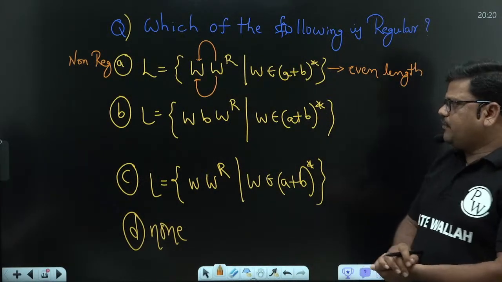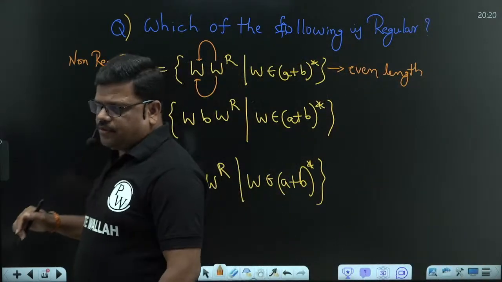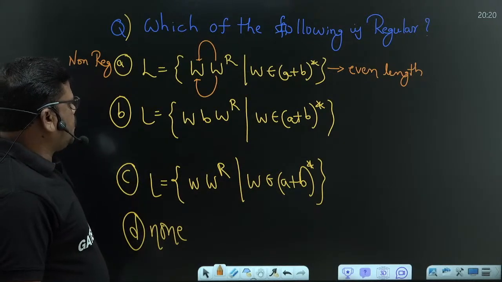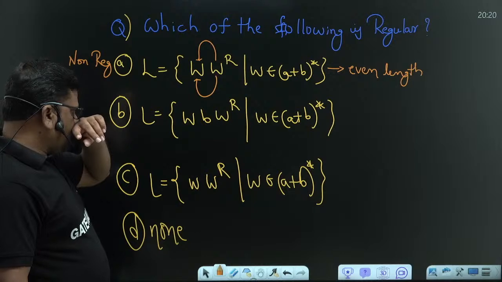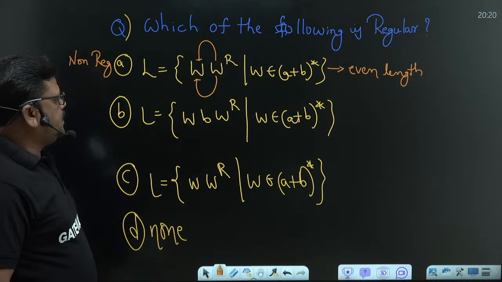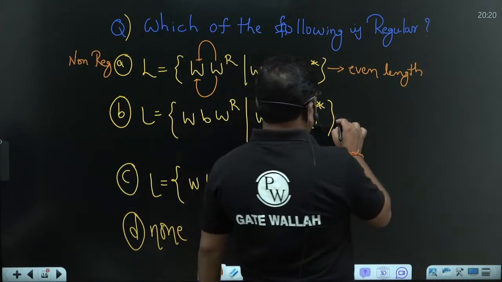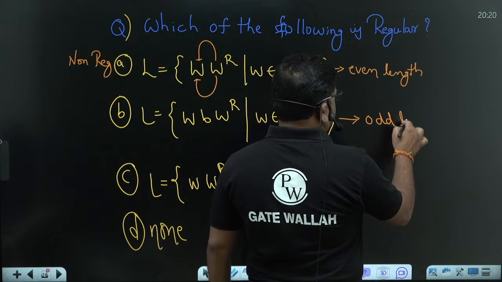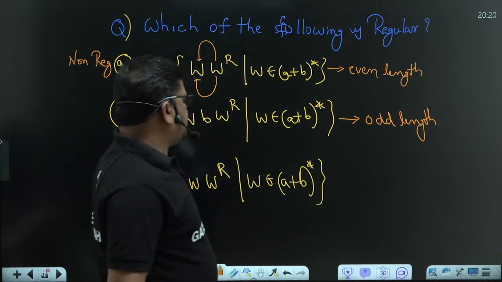What about the second one here? This also looks like W power R, but W belongs to one additional symbol. So this is a clear-cut odd length palindrome.